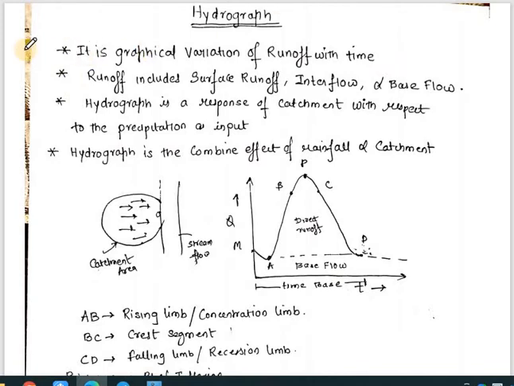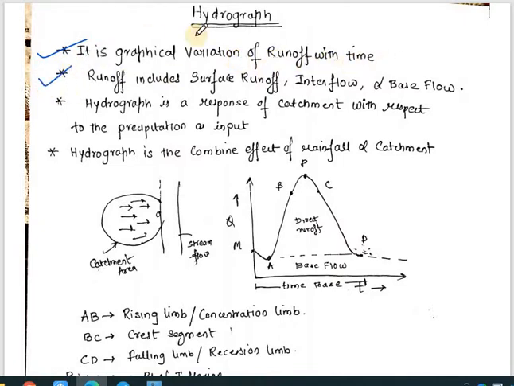So hydrograph is basically a graphical representation. Okay, it is the plot between runoff with time. So over here you can see that on the y-axis there is a discharge. Discharge is nothing but your runoff, and on the x-axis it has been shown with time, that is t. If you plot these two data you will get a graph over here, and this graph is nothing but your hydrograph. Basically it is a graphical representation of runoff with time.